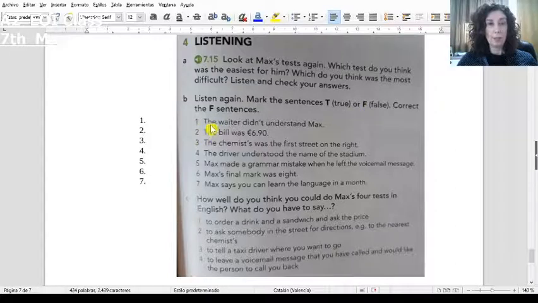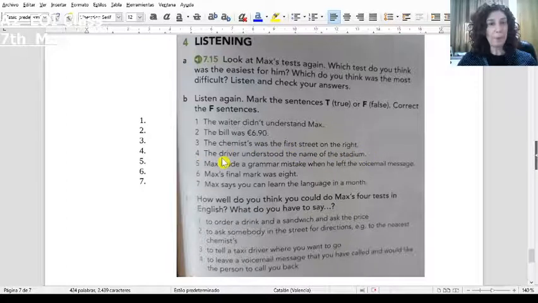Then, number 1. The waiter didn't understand Max. ¿Qué penseu? ¿Entendrà o no a Max, el camarero? 2. The bill was €6.90. La cuenta, ¿no? 6,90 €. 3. The chemist was the first street on the right. La farmacia, se ve que decide ir a una farmacia. Estaba en la primera calle a la derecha.